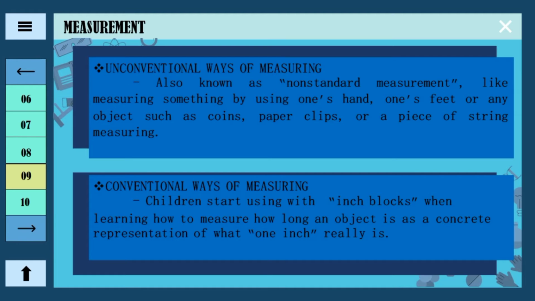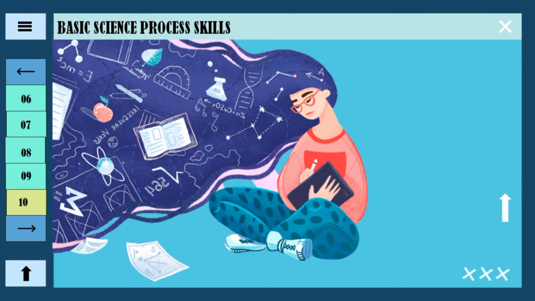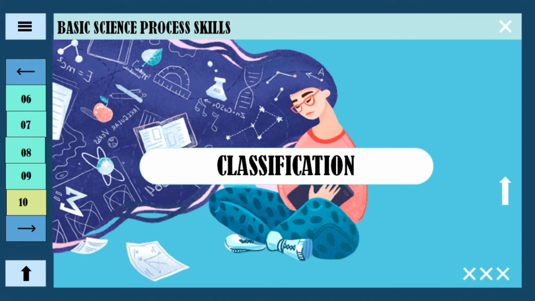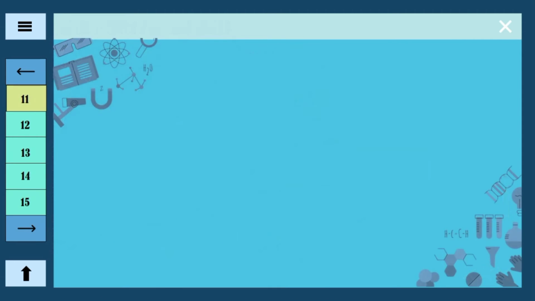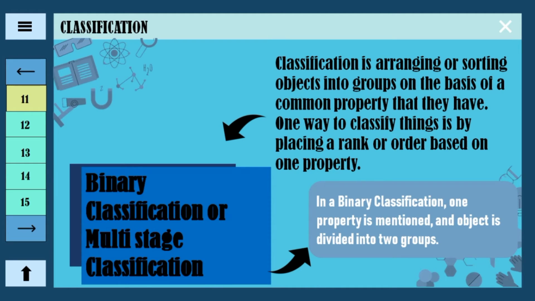Understood? And now, let's proceed to the next basic science process skill, which is classification. Classification is arranging or sorting objects into groups on the basis of a common property that they have. One way to classify things is by placing a rank or order based on one property. Take note, class, that classifying is to arrange or organize according to class or category. Like, for example, when we arrange or organize our clothes, we are classifying them.